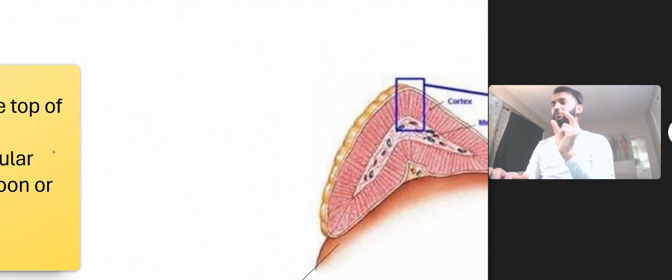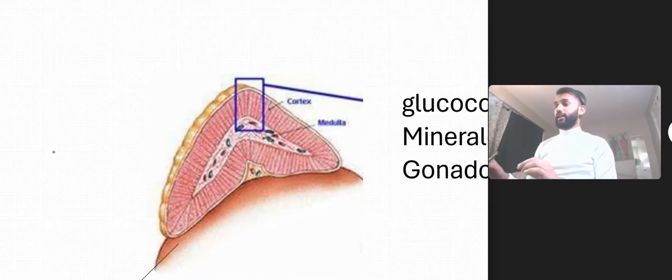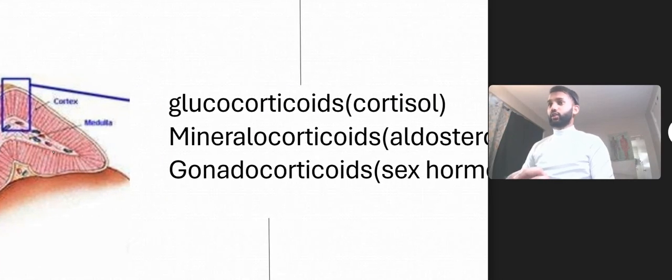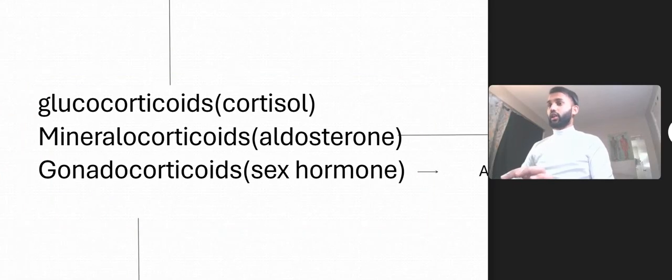Now, if you deep dive and look at the layers, the gland is made up of two different layers. The outer layer we call the adrenal cortex, and the inner layer we call the adrenal medulla. The adrenal cortex, the outer layer, produces three major hormones: glucocorticoids, mineralocorticoids, and gonadocorticoids. Glucocorticoids produce cortisol, mineralocorticoids produce aldosterone, and gonadocorticoids produce your sex hormones.